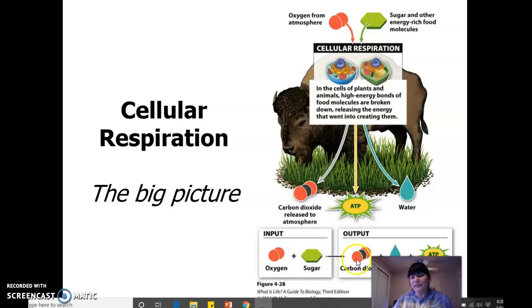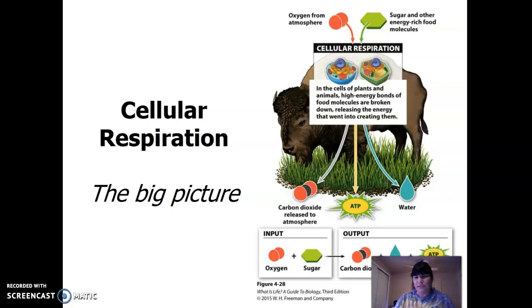And the end product releases CO2. So when we breathe, we're taking in O2, right? We're releasing CO2, releasing water, and releasing ATP. ATP energy, right? That energy molecule to do work. So again, big picture, it looks like the reverse of photosynthesis. Big picture, it kind of is, but all the little things that are happening are not the same, okay?